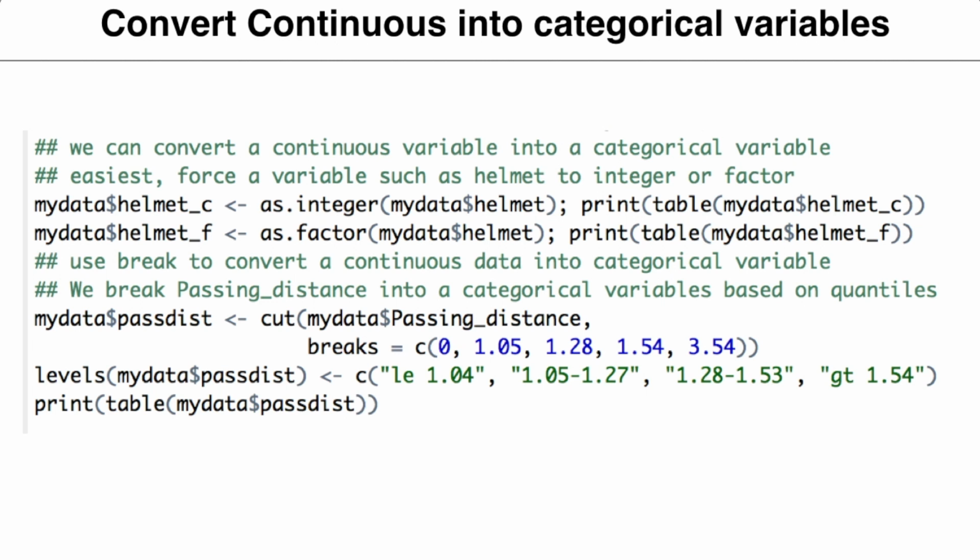And then I have specified that, after I have cut them, these are the levels to which I'm going to coerce them. So I'll say less or equal to 1.04, 1.05 to 1.27, 1.28 to 1.53, and greater than 1.54. And so pass dist is a new variable that I have created, and then I have printed a table. So this is where the summary bit comes into the picture.